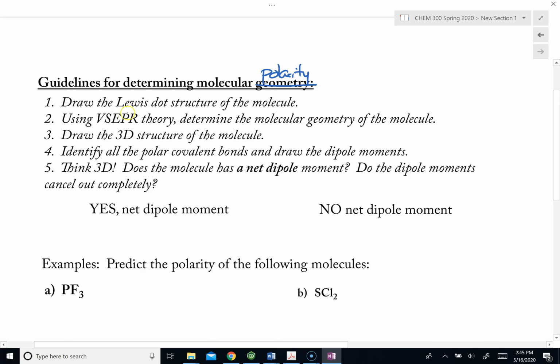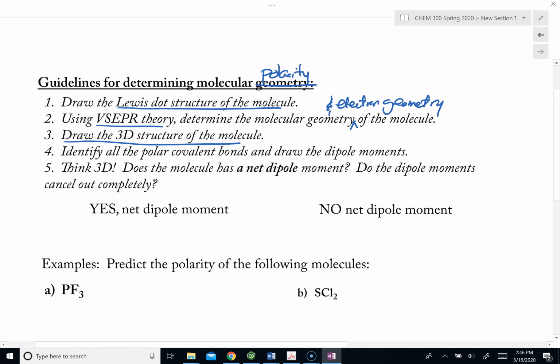First, be able to draw the Lewis dot structure of the molecule. Followed by using VSEPR theory, determine the molecular geometry, and let's also add in electron geometry as well. In fact, the electron geometry of the central atom is more important than the molecular geometry. And once we have determined the electron geometry of the central atom, and we know what kind of backbone it has, we will then be able to draw the 3D structure of the molecule.